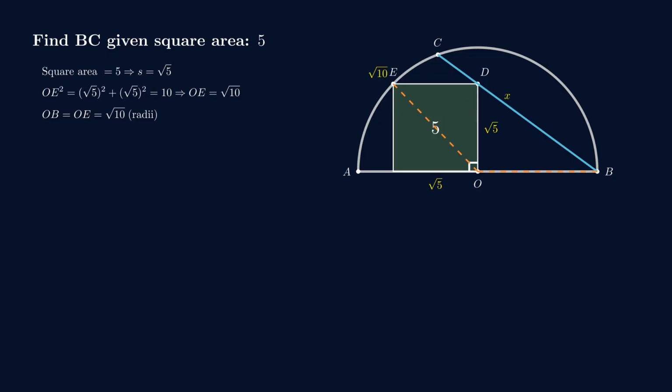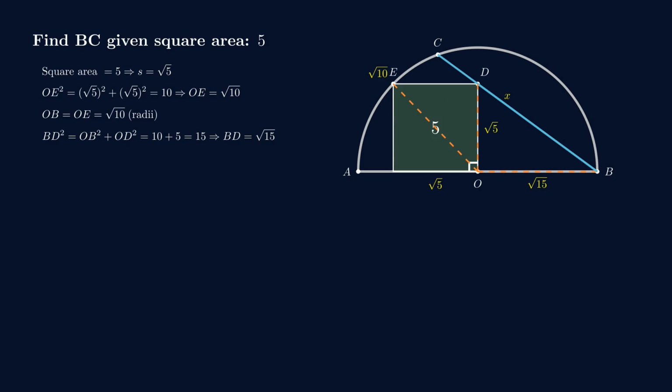Next step, we look at triangle OBD. We already know OB is square root of 10. We also know OD is square root of 5 because it's a side of the square. So using the Pythagorean theorem again, BD squared equals OB squared plus OD squared. That's 10 plus 5, which equals 15. So BD equals square root of 15.